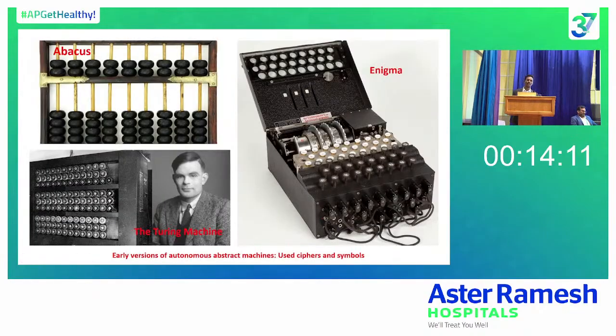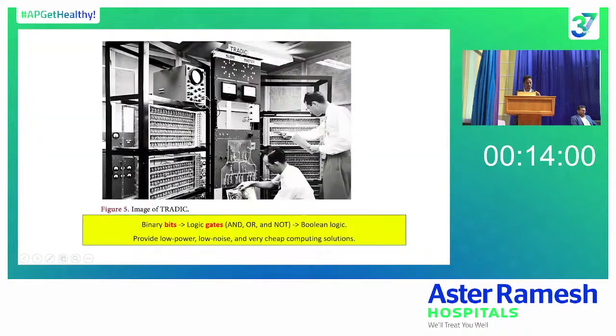So we have all gone through leaps and bounds. Initial days were those where the abacus was used for computing, then the Turing machine came, and then the Enigma. These were the ones where ciphers and symbols were used. But later on in 1954, the first classical computer, which used bits, came. Bits are nothing but zeros and ones. These used logic gates, where AND, OR, and NOT are used, and they used a sort of logic known as Boolean logic, by which you are able to come to a reasonable conclusion from whatever problem was given to you.